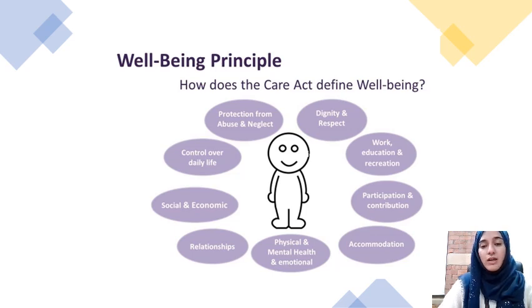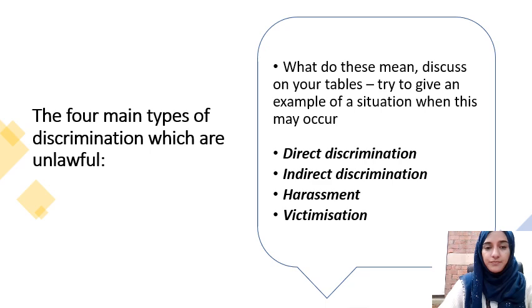Then accommodation affects a person's well-being. Then physical, mental, and emotional health is related to well-being. Development of healthy relationships affects well-being. Social and economic status of an individual and control over one's life also affect well-being. And protection from abuse and neglect is also linked to the well-being of an individual. So well-being has different factors revolving around it.